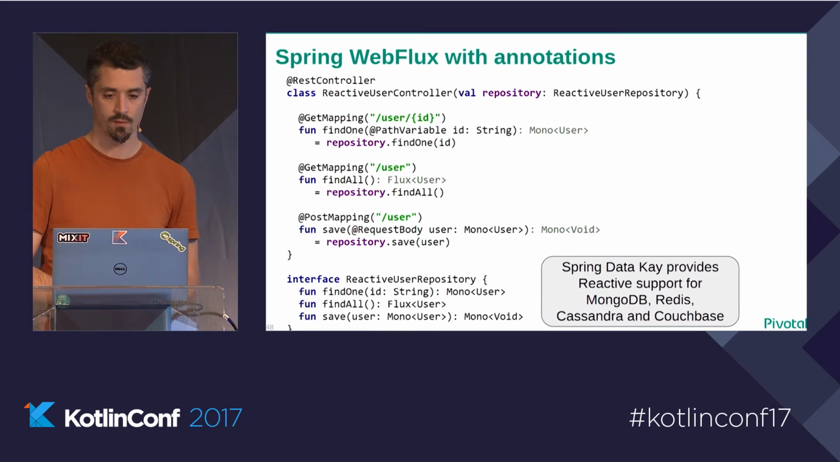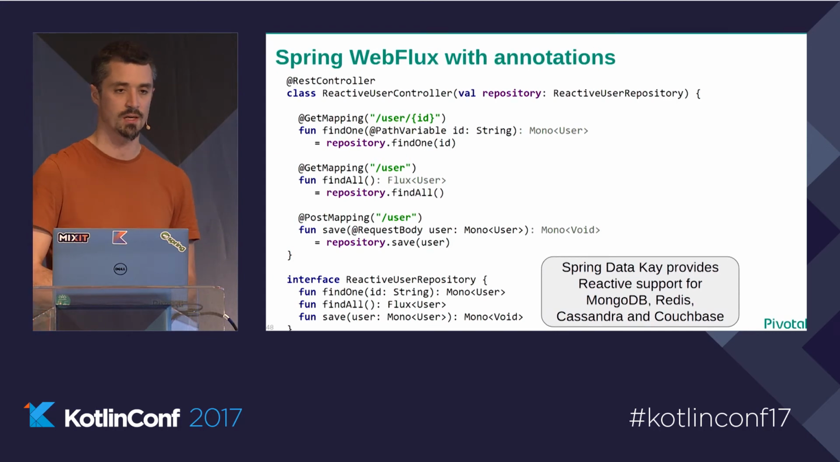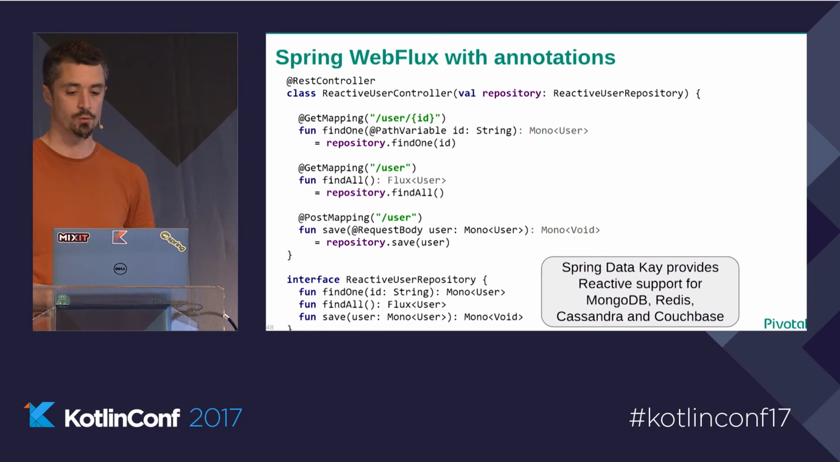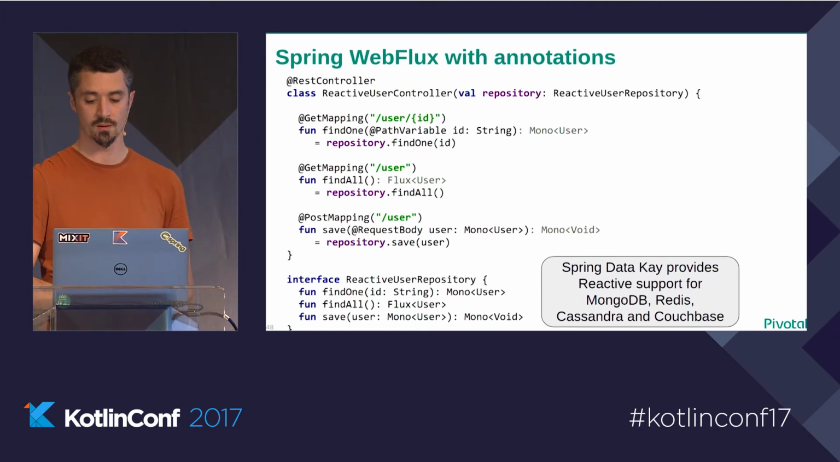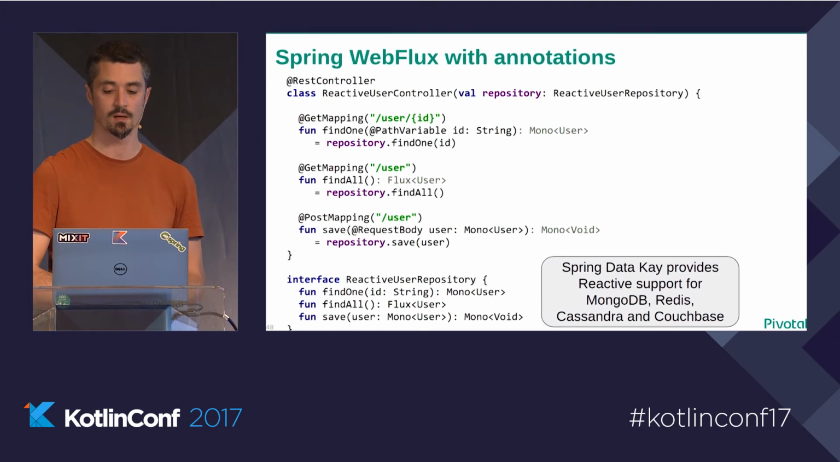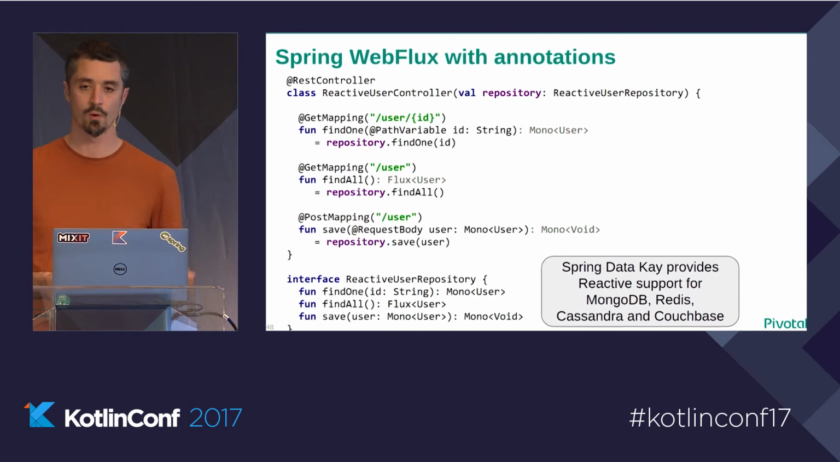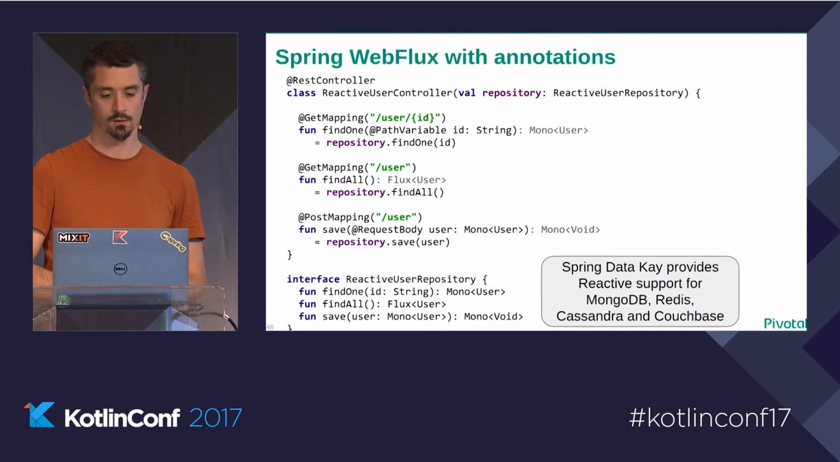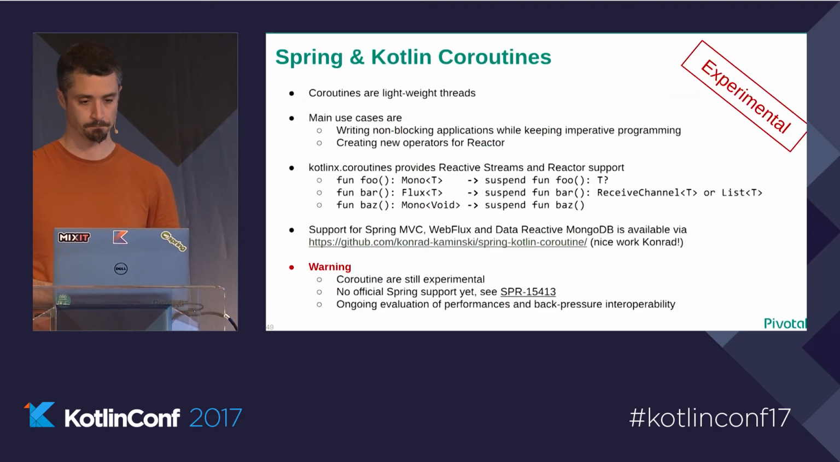When you are using Spring WebFlux with annotation, we have tried to reuse as much as we can the Spring MVC annotations. But you will have to use reactive repositories. So we provide Spring Data with reactive support and API with MongoDB, Redis, Cassandra, and Couchbase. That means this Spring Data reactive variant will expose API with Mono and Flux, and you can directly use that in WebFlux.